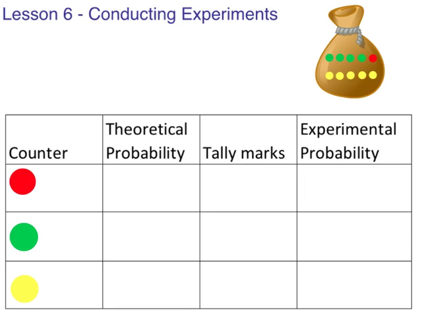So in this experiment we had one red counter, we had 4 green counters, and we had 5 yellow counters. And when we calculated the probability using a fraction, we said that the chance of a red counter coming up was 1 in 10, because there are 10 counters altogether and one of them is red. The chance of a green counter coming up was 4 out of 10, and the chance of a yellow coming up was 5 out of 10.